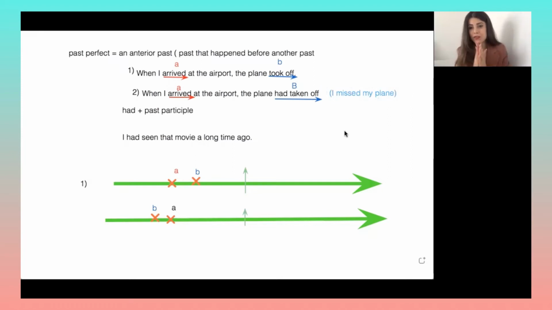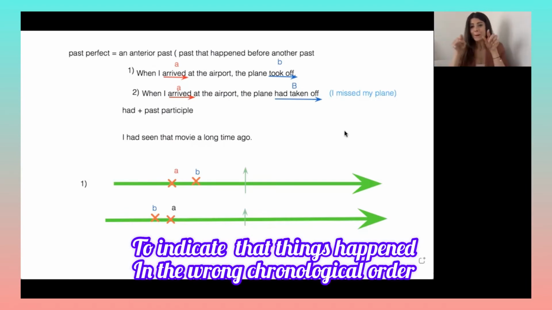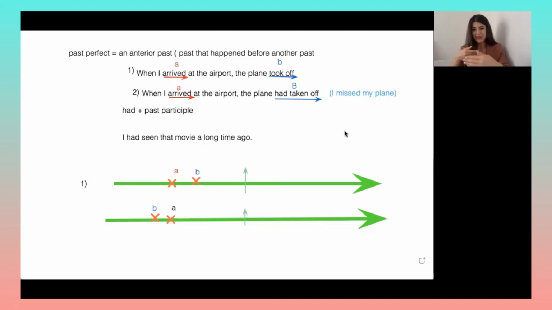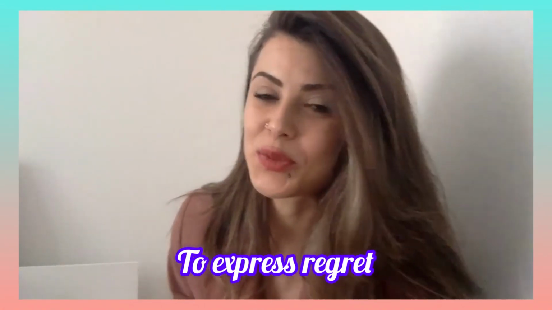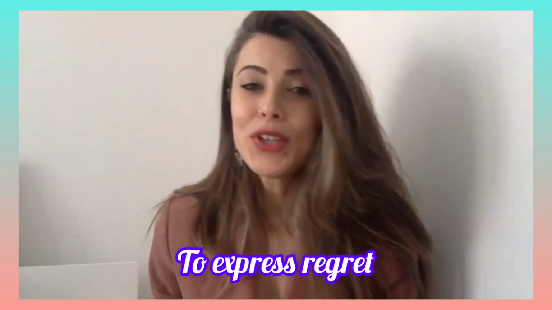So this is the first situation and case in which we use the past perfect. It is to explain that things did not happen in a chronological way, but something that was supposed to happen after actually happened before. Okay? Now, the second way we use the past perfect is to express regrets. So we usually use it in two cases. We use it with the following sentence.